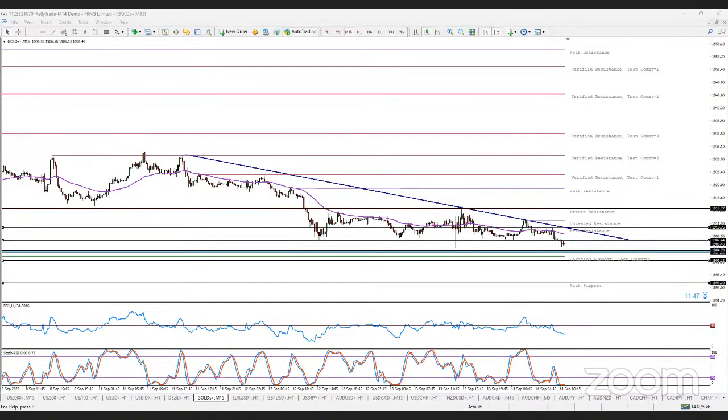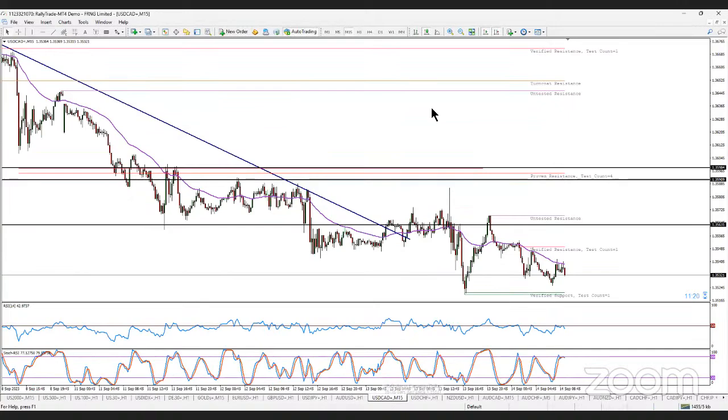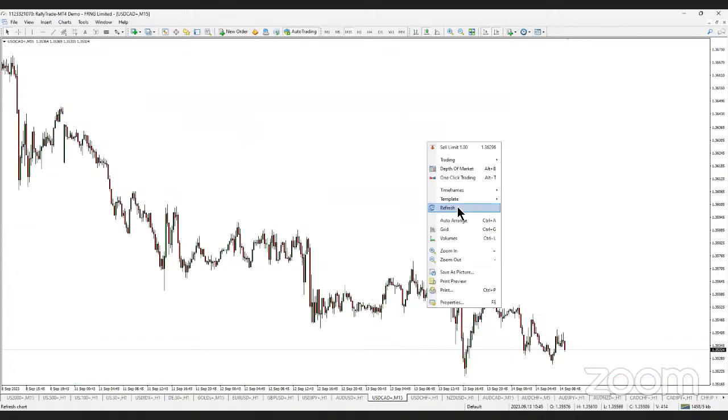Hold sell 1902.12 and take your TP at 1896.20. Okay, this is my take on gold. So we've done 3 instruments already. Let me look at USD CAD and see what we can find in USD CAD.